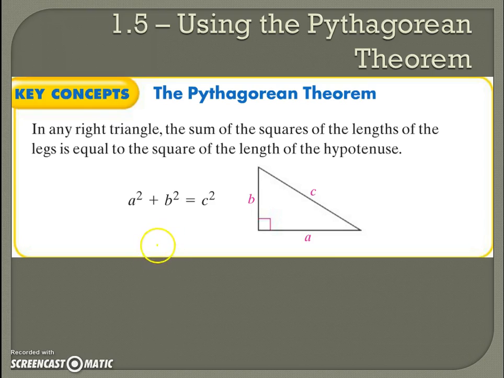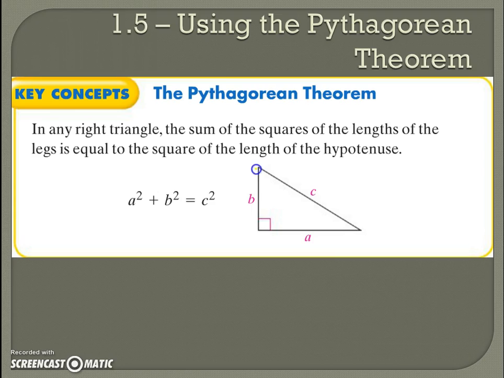So just to review real quick, remember this should already be in your notes. It says, in any right triangle, the sum of the squares of the length of the legs is equal to the square of the length of the hypotenuse. In other words, a squared, this value right here, plus b squared equals c squared.